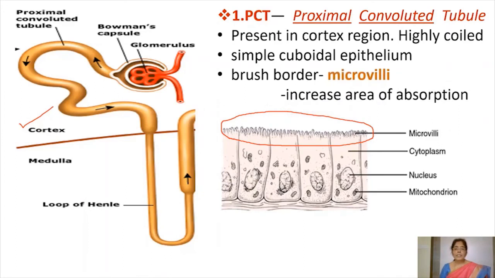Brush border means the cells bear microvilli. The function of microvilli is to increase the surface area of absorption. So it plays a main role in reabsorption during the formation of urine. This is about the structure and its role in urine formation. Its position is next to, nearer to the Malpighian capsule. It is highly coiled, internally lined by cuboidal epithelium with prominent brush border, and the cells bear microvilli which increase the surface area of absorption.